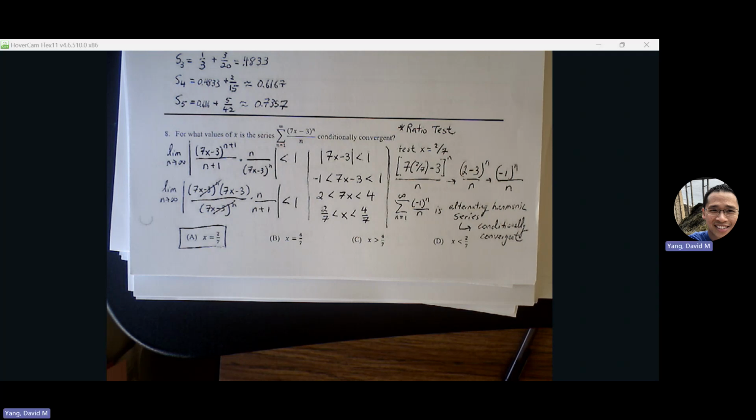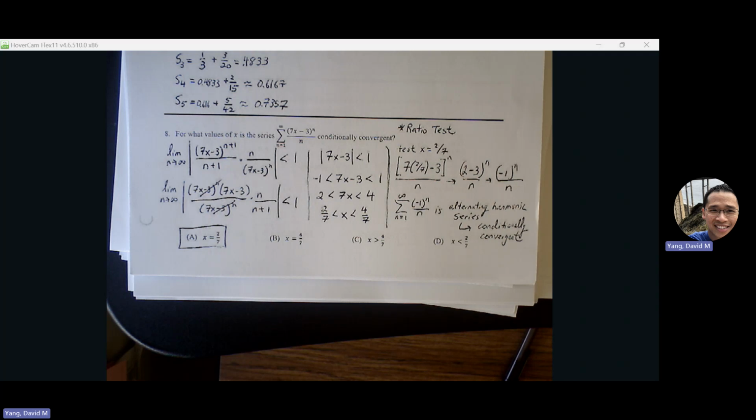All right, so now set it up. Both sides between -1 and 1. And then you're just algebraically moving things away from the 7x minus 3 on both sides. So add 3 to both sides, divide 7 from both sides.